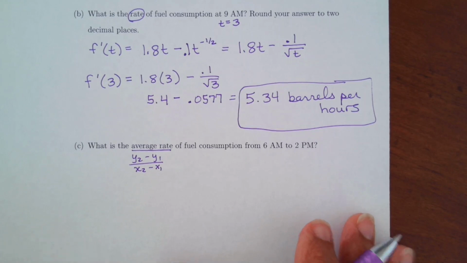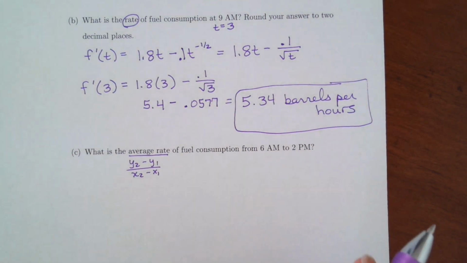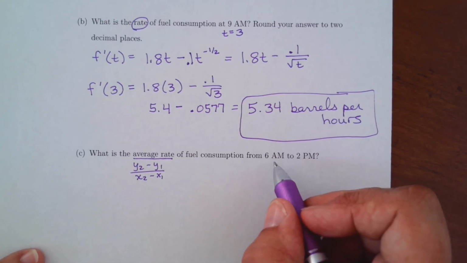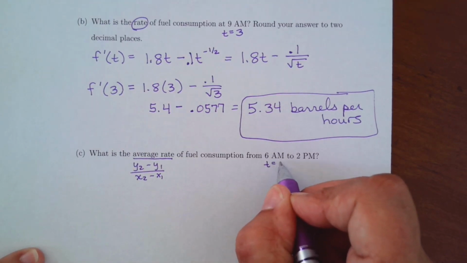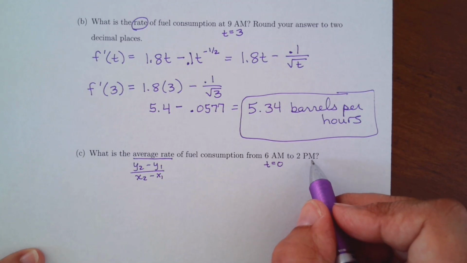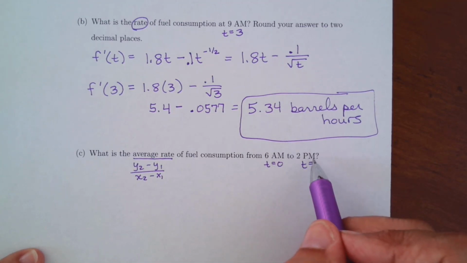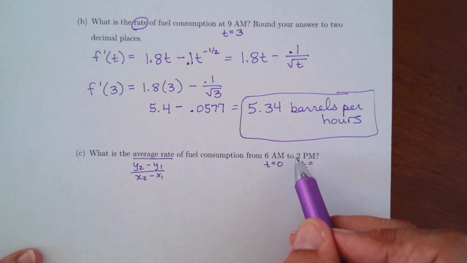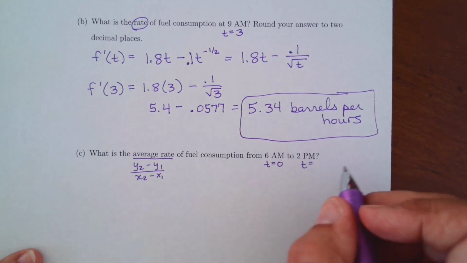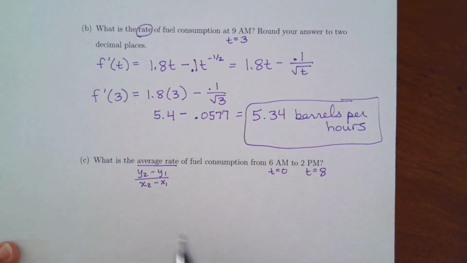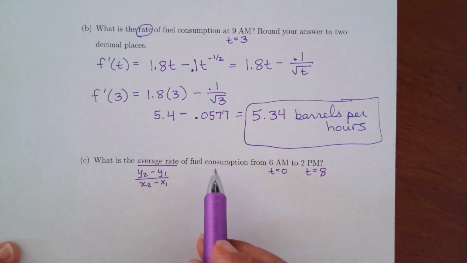And it wants to know the average rate of fuel from 6 a.m. to 2 p.m. All right, well remember at 6 a.m. t is 0, right? That's when we started. At 2 p.m. what would t be? Okay, that's from 6 a.m. to 2 p.m. From 6 to 12 is 6 hours, and another 2, so that would be 8. Okay, now what is the average rate of fuel consumption?